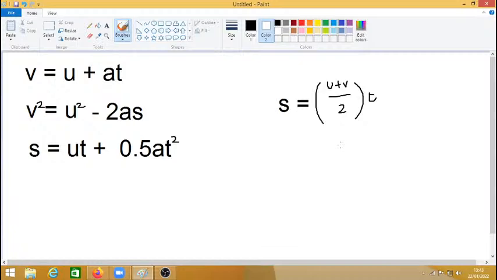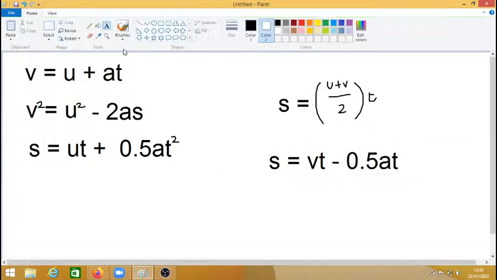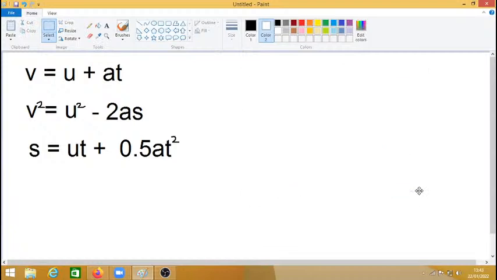And then there is another formula again for distance. s is equal to vt minus a half at squared. But really, it's the first three formulas that you want to concentrate on. So I'm just going to give you a minute to try to memorize these because you will need them again and again through this chapter.